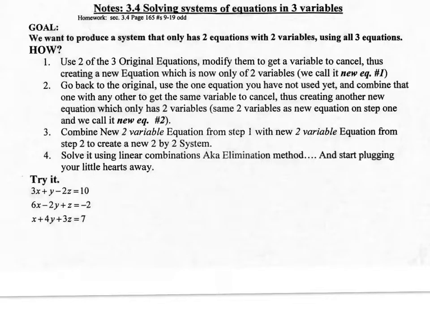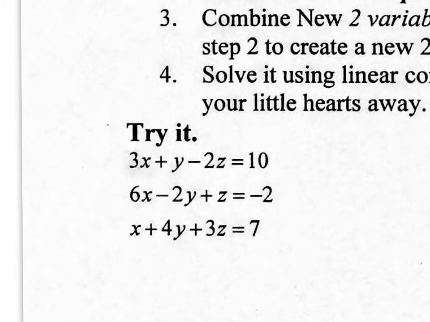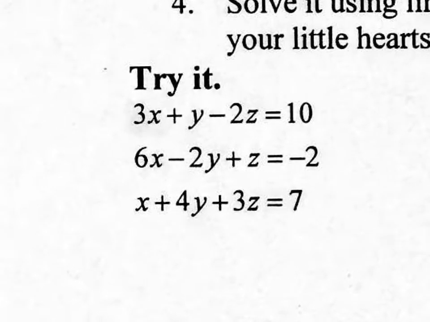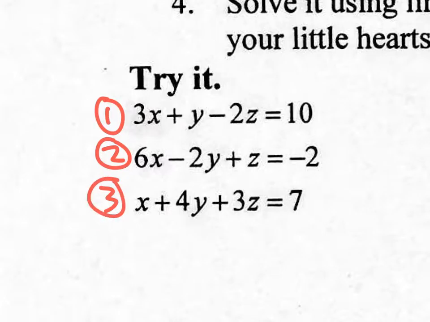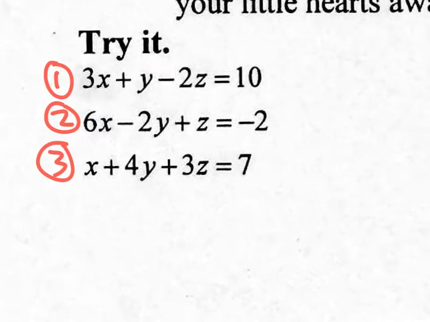So step one is to use two of the three original equations and modify them to get a variable to cancel. Now, this is not said in our steps, but I highly recommend that we all number our equations. Go ahead and number them 1, 2, and 3. This way we're going to be able to keep notes and keep track of what we're doing.